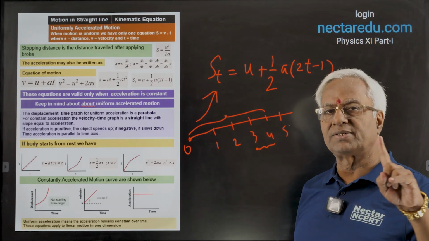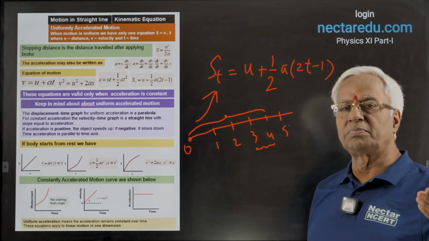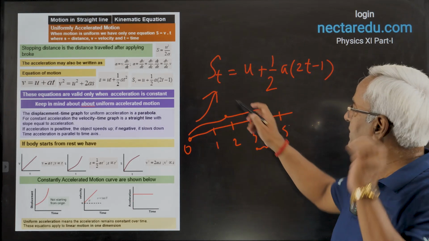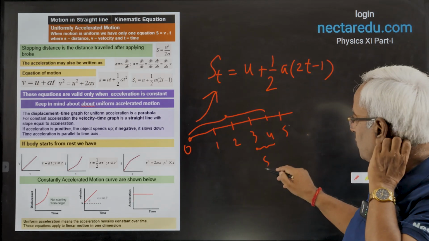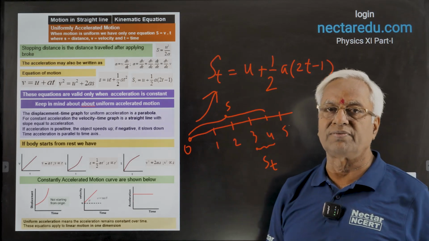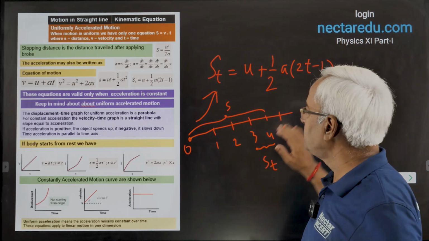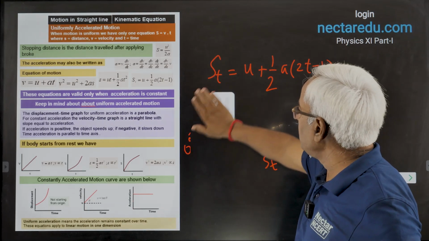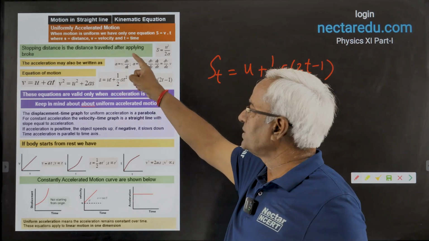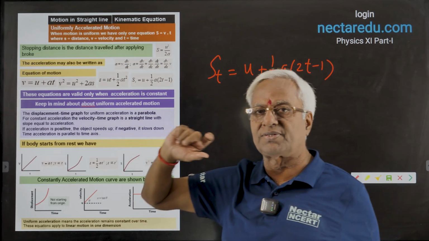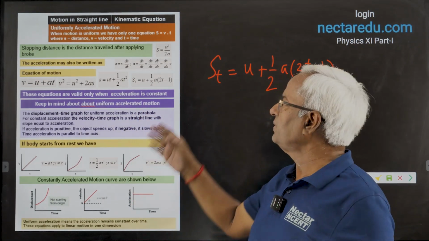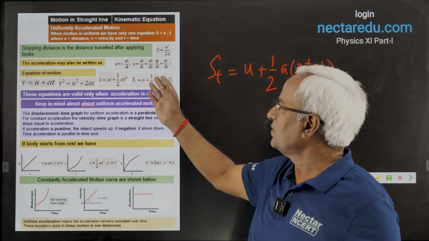So when somebody says distance traveled in t seconds, that's represented by s. And distance traveled in the tth second will be represented by s_t. This is the basic difference between s and s_t. Before we proceed, we must revise this condition again, that while using these equations, we should make sure whether acceleration is constant or not. Acceleration is constant, only then you can use these equations.